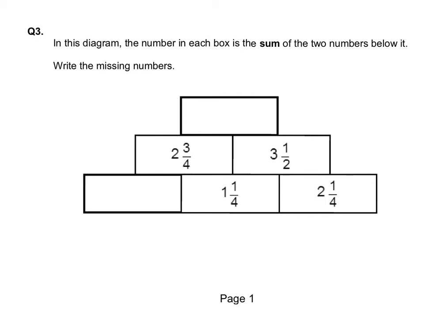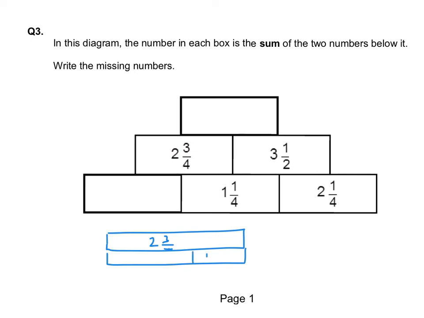This bottom section here might be a little bit trickier. So I'm going to rub some of this out so we've got a little bit of space. We've got 2 3/4 is our answer. So our biggest fraction is 2 3/4. That is made up of two numbers: this number on the left and 1 1/4. So hopefully you should be able to see now. I do 2 3/4, take away 1 1/4.